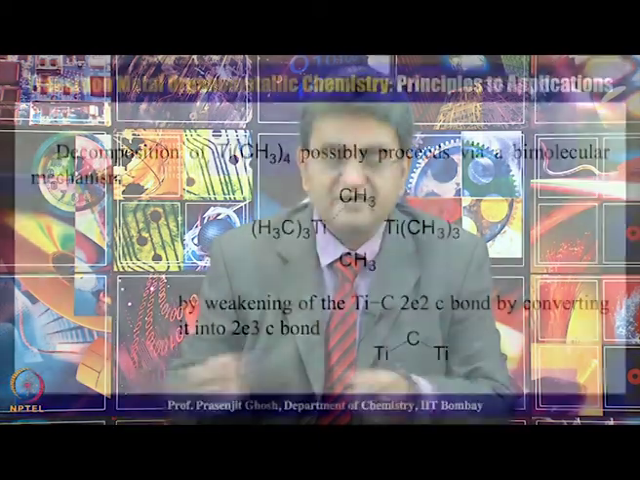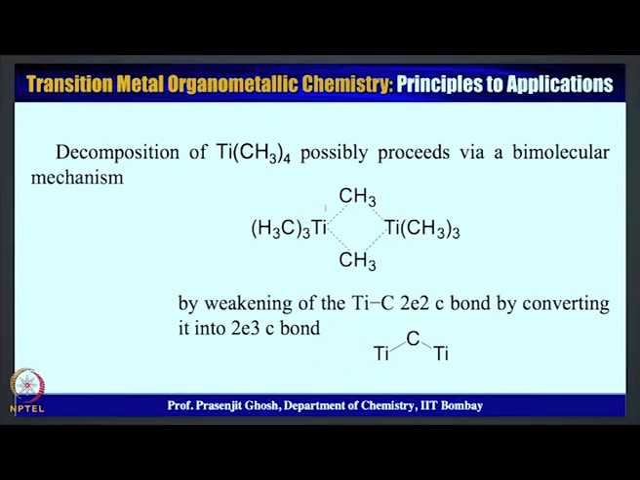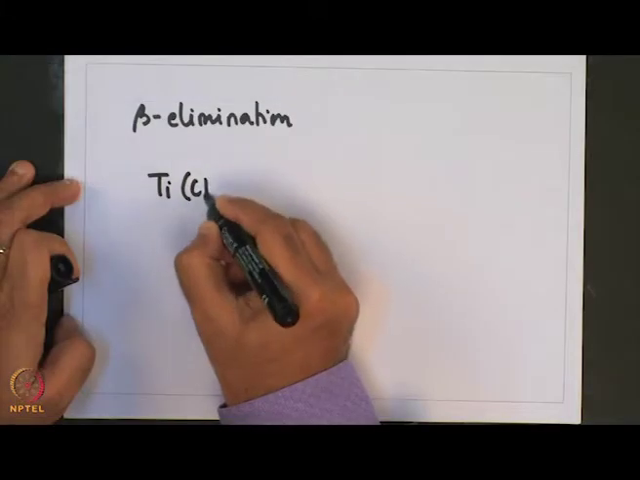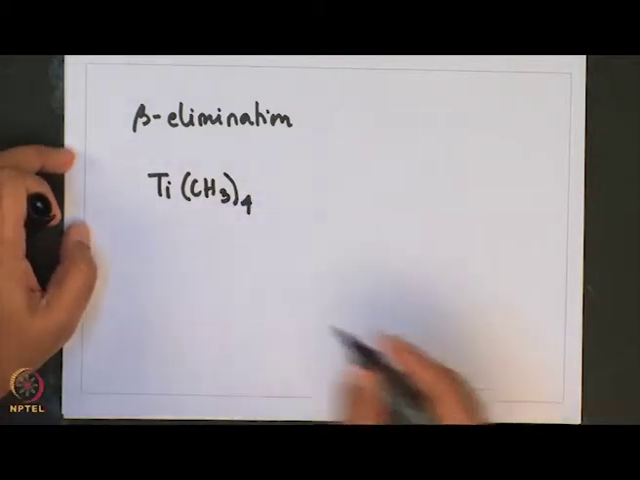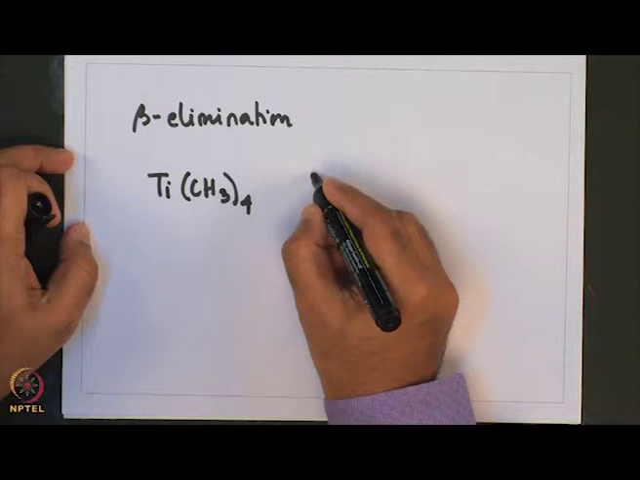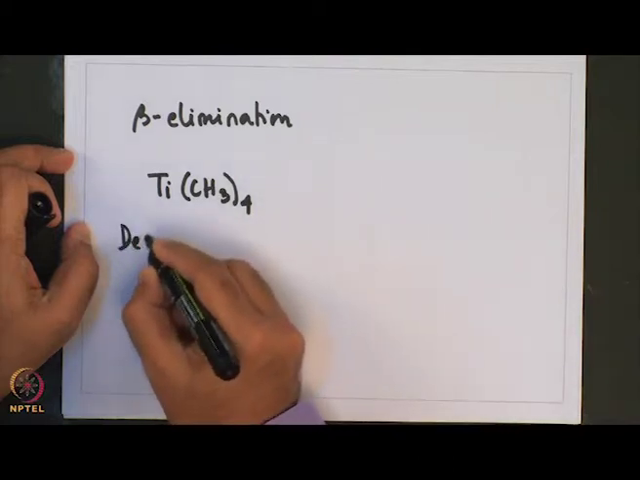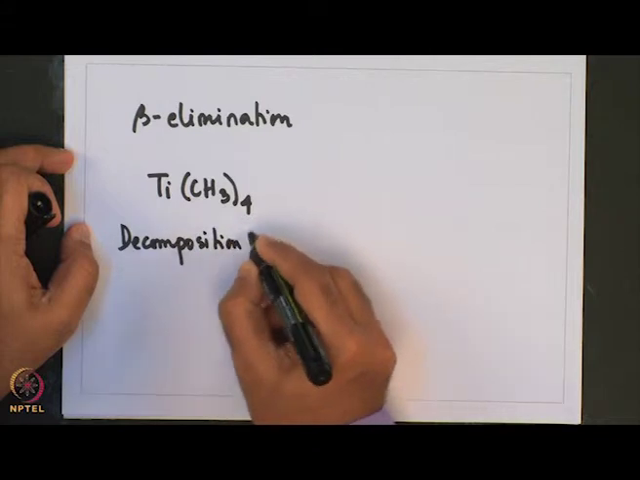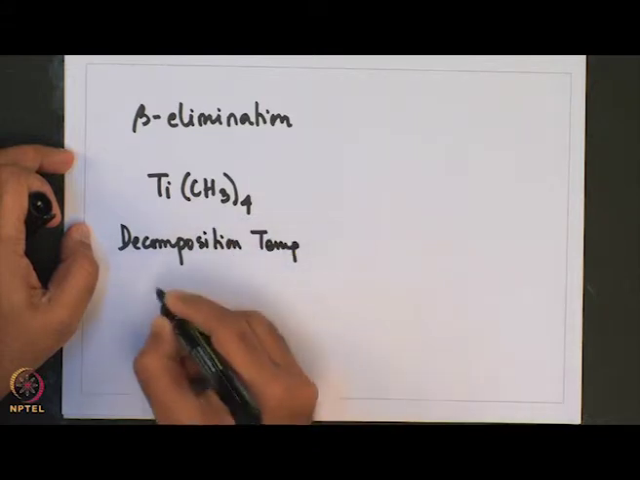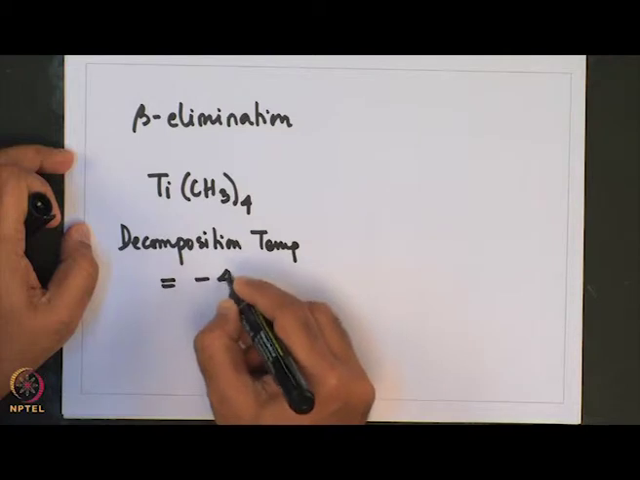Now, with that in mind, in the last class we were looking at the reasons for decomposition of titanium tetramethyl. Titanium tetramethyl is a highly reactive compound that has a decomposition temperature of around minus 40 degrees centigrade.